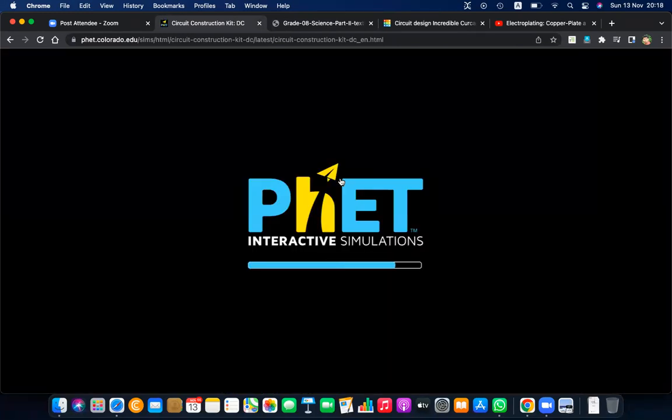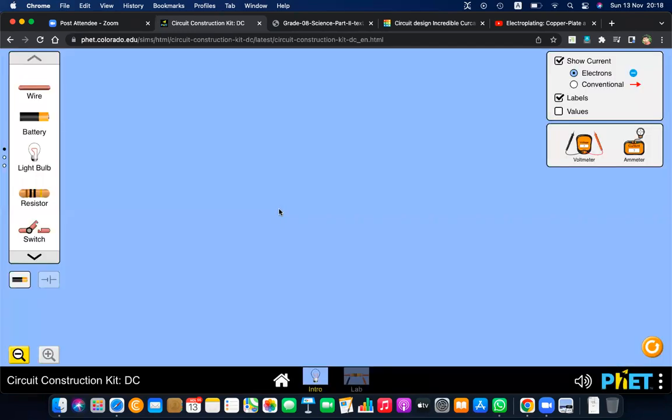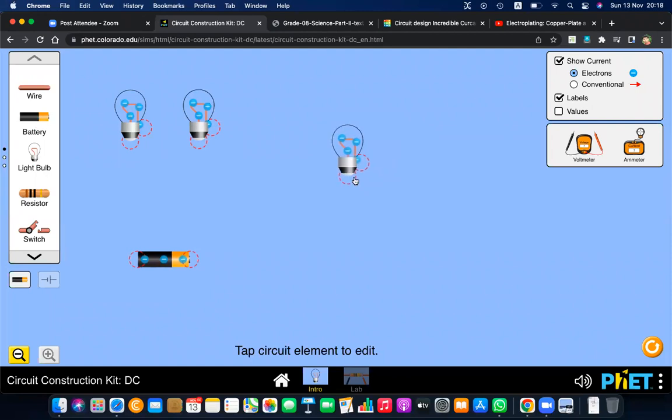Still those similar, it loads. The other one takes time, but this loads. Okay. So let's see the battery serial and the bulb serial and the bulb parallel connection. The first one I'm going to connect two bulbs serially. The second one I'm going to connect two bulbs parallelly to the same battery.